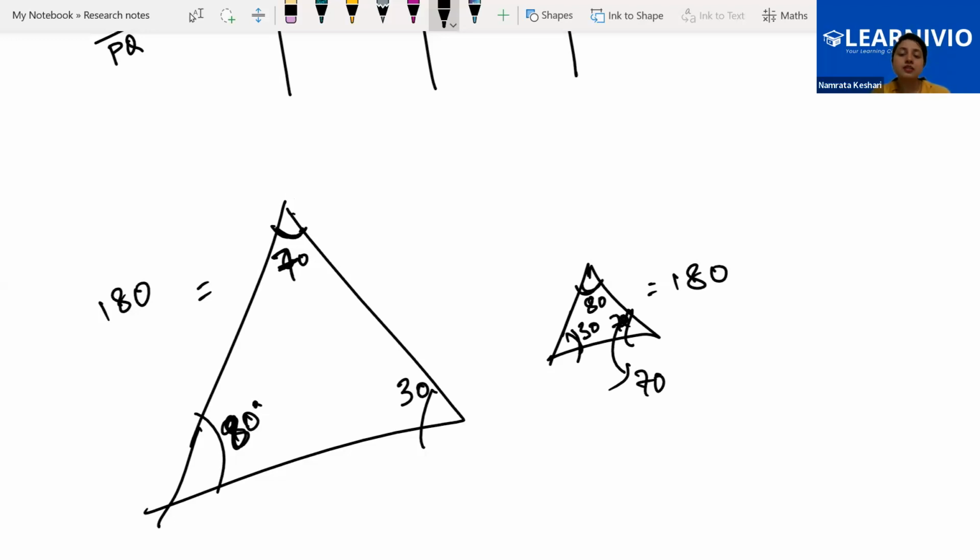So if this is how you are having the angles, like one of the angles over here is the same as one of the angles over there, then another angle over here is the same as another angle over there, then the third angle over here is the same as the third angle over there.